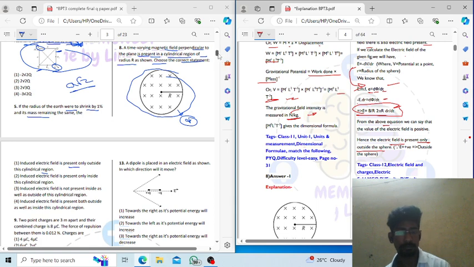Question number 9. Two point charges are 3 meters apart and their combined charge is 8 microcoulomb. The force of repulsion between them is this. So two point charges, separated by distance r, and their combined charge. One charge is Q, another one is 8 minus Q. If you write it this way, the force is given. From Coulomb's formula you will find a quadratic equation. Solve that equation and you will get the answer. Very simple question.